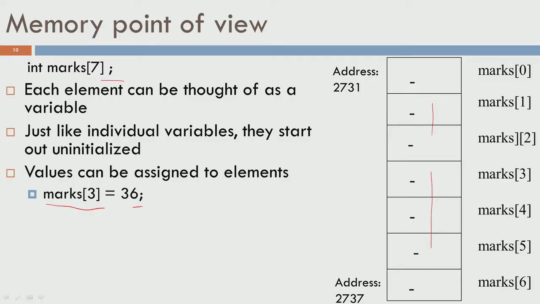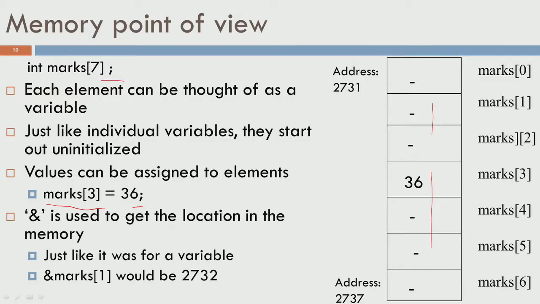So, if you do this in your program, then the value will go to 36. At this point you know the contents of the location marks of 3. As before, we can use ampersand to get the location in memory.